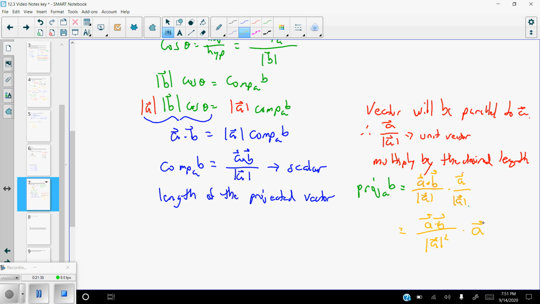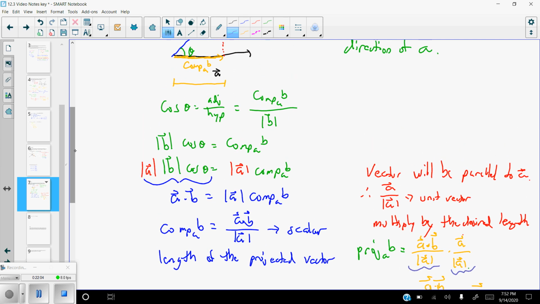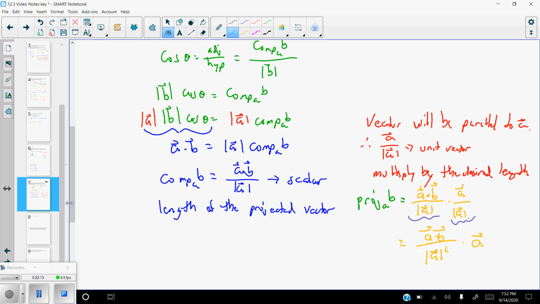So again, this is probably the easiest way to think about it: this piece right here is your component. That's the length of the projected vector. This piece right here is a unit vector in the direction of A. So if I take a unit vector and multiply it by a desired length, then I'm going to get the vector of the projection. That's going to tell me what this orange projection vector was above. Okay, hopefully that makes sense. If it doesn't, the easiest thing to do is just to memorize these formulas. Best thing I can tell you.